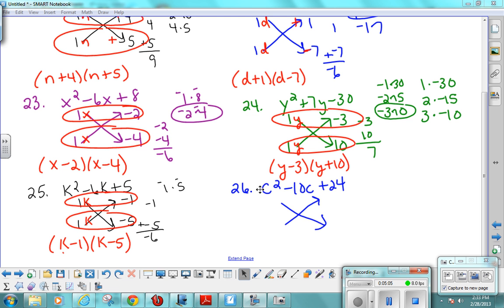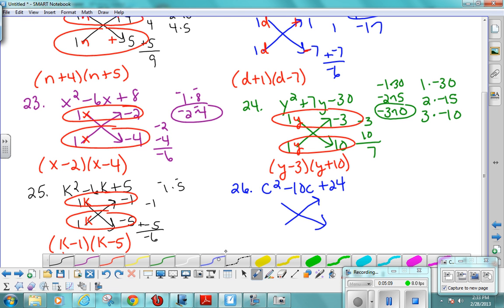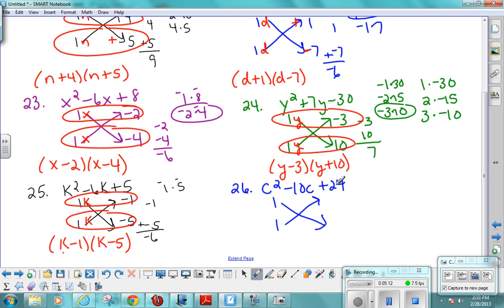So what can I multiply for 26 to get 1c squared? Well, that's going to be a 1 times a 1 again. Now what can I multiply together to get 24? I can do 1 times 24, 2 times 12, 3 times 8, 4 times 6. 5 won't go into 24. Then I'm back to 6, which is on my list, so I know I've got them all. But they need to multiply to be a positive 24, but add up to a negative 10. So the only way that's going to work is if both numbers are negative. So both of these had to be negative.